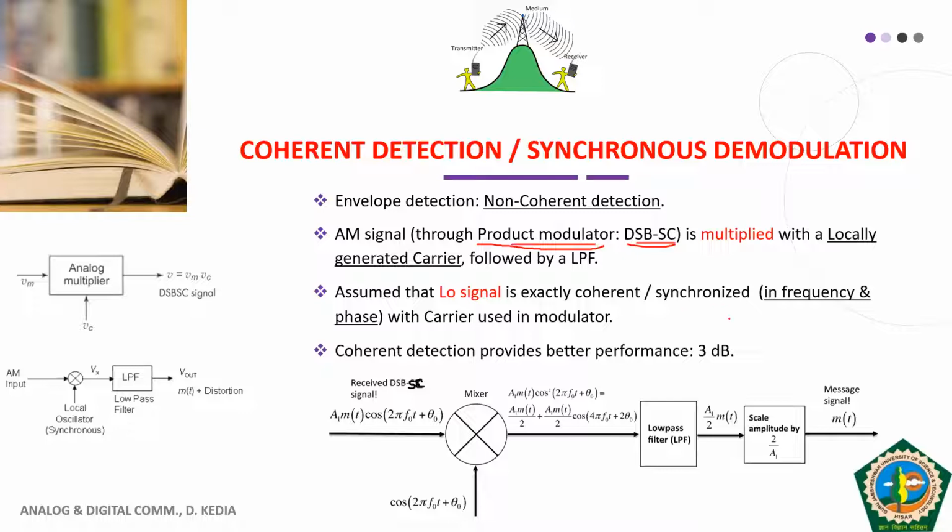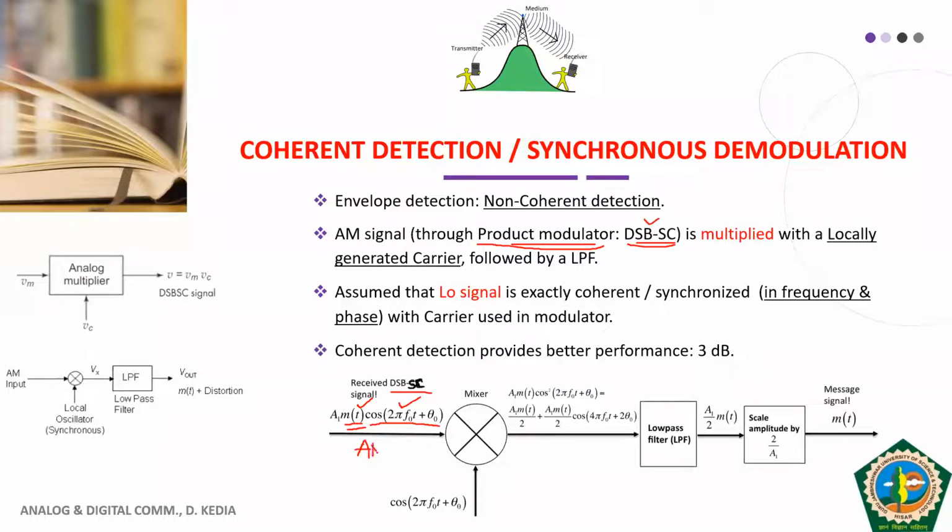Product modulator means where we multiplied the carrier signal and the modulating signal. And what do we get? We get the double sideband suppressed carrier signal. If you mathematically see here, this m(t) is nothing but your modulating signal. This cos(2 pi f naught t plus theta naught) is nothing but your carrier signal. This modulating signal and carrier signal are multiplied together, which gives us double sideband suppressed carrier. This is our AM signal.